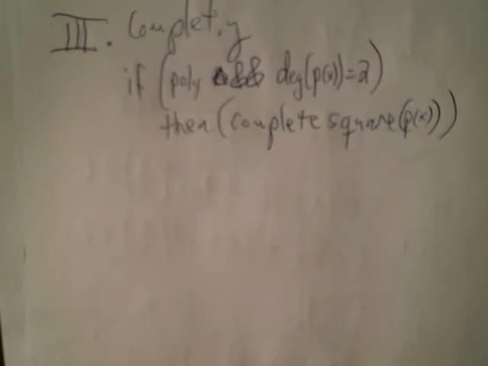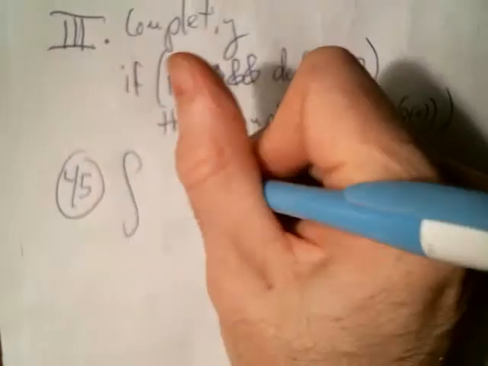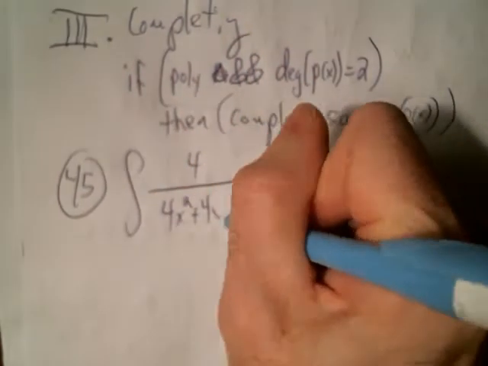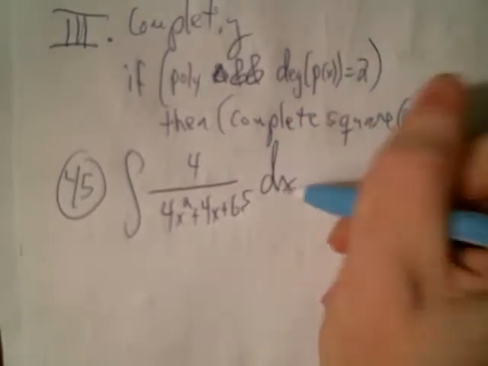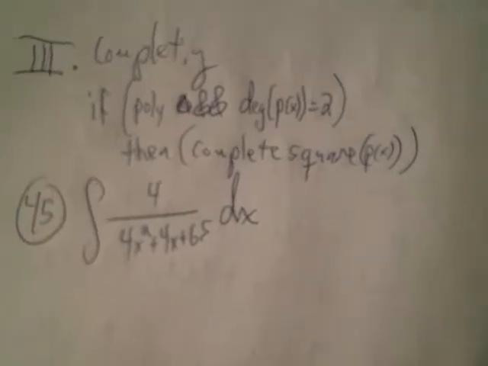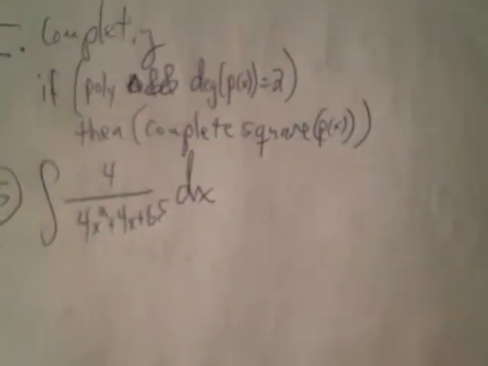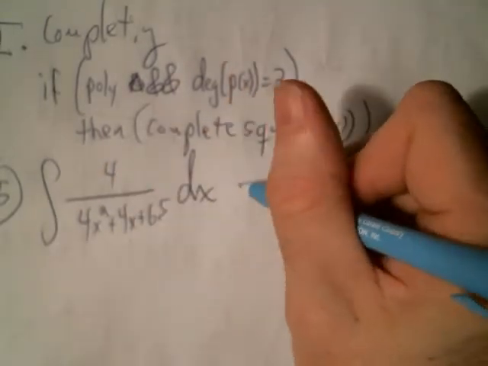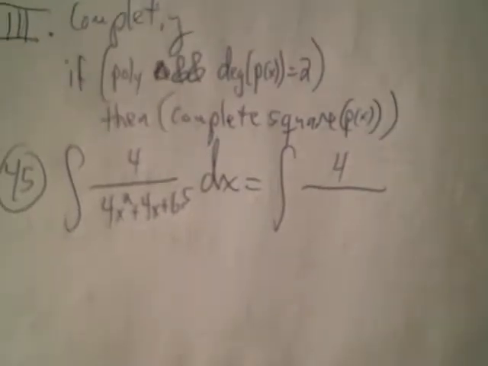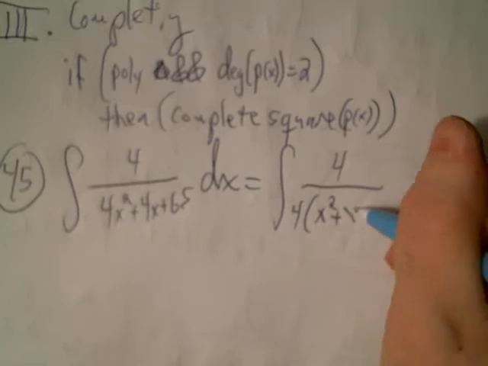So anyways, right, let's look at 45, I guess. So 45, we have the integral of 4 all over 4x squared plus 4x plus 65 dx. And I don't know how to integrate it, so I'm going through my if-thens, and I come across completing the square, so I'll try that. In the denominator, to complete the square, I really need a leading coefficient of 1, right? So I factor out a 4, and I get x squared plus x.